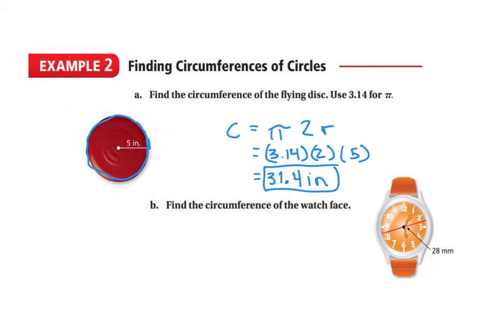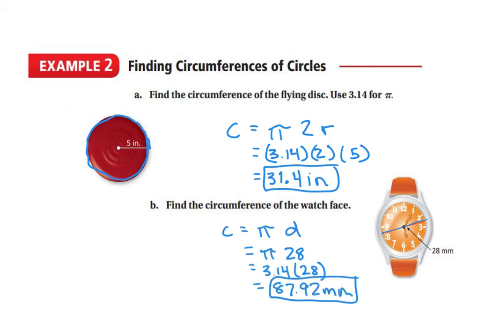Find the circumference of the watch face. So in this situation, we're going to say circumference equals pi times diameter, where diameter is 28 millimeters. So we're going to go pi times 28. That's 3.14 times 28. And 3.14 times 28 is 87.92 millimeters. And that distance is the distance all the way around the watch face.